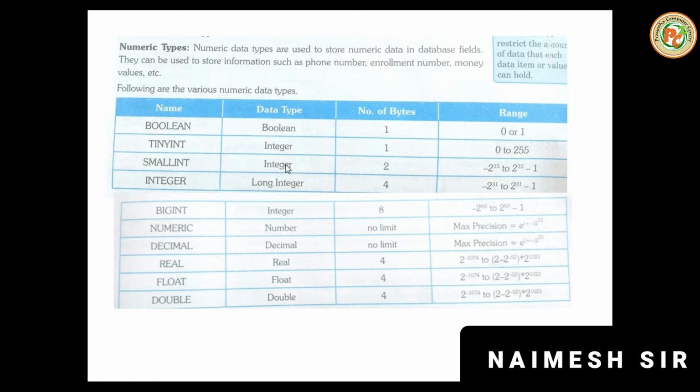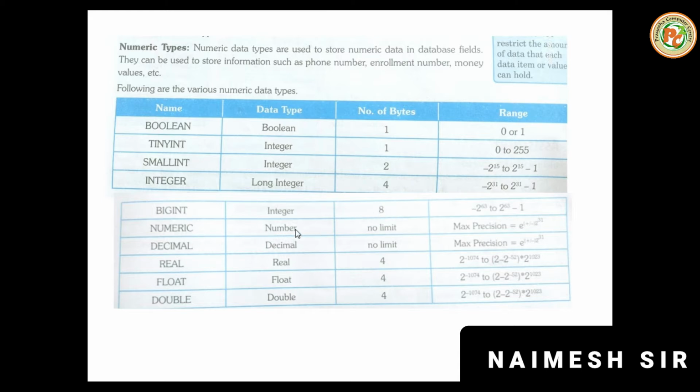Small integer is also part of integer, but it can hold 2 bytes of data, from minus 2 raised to 15 to plus 2 raised to 15 minus 1. Integer is also known as long integer, and it can hold up to 4 bytes of data, from minus 2 raised to 31 to plus 2 raised to 31 minus 1. So these are all the types of integer. Then there is the numeric big integer, which can hold up to 8 bytes.